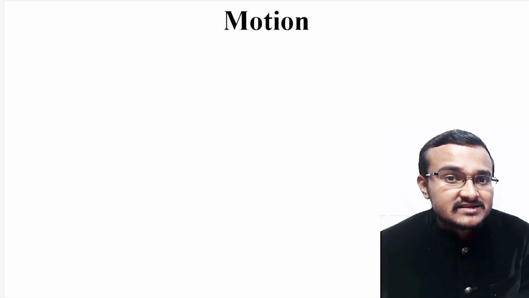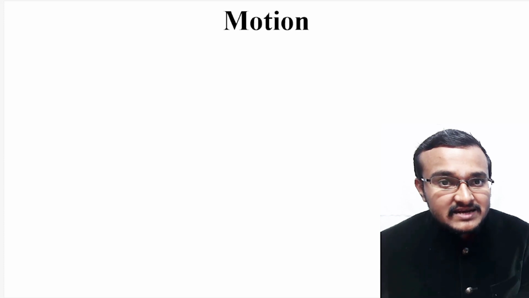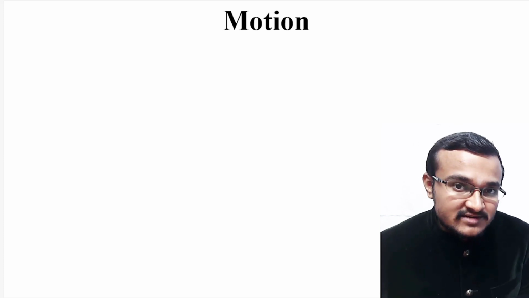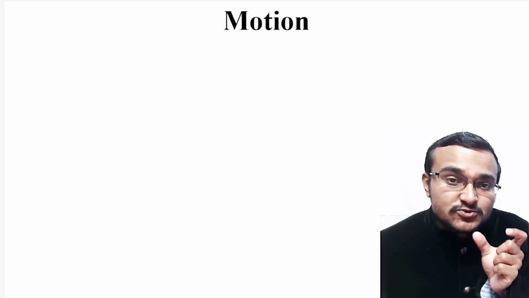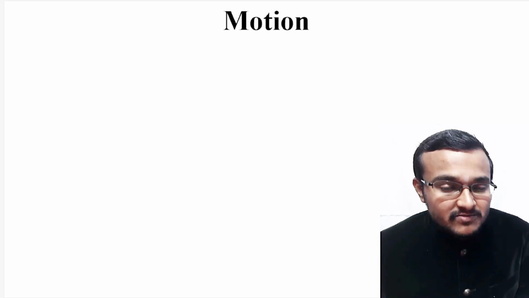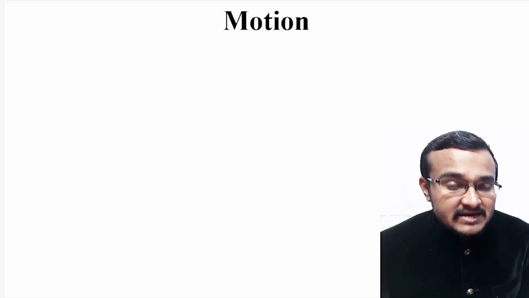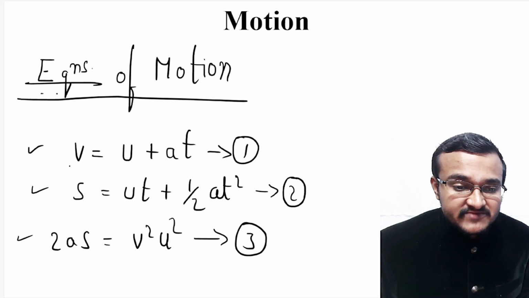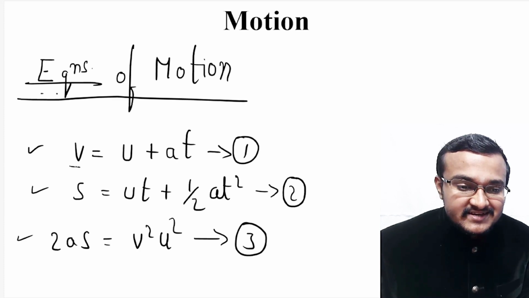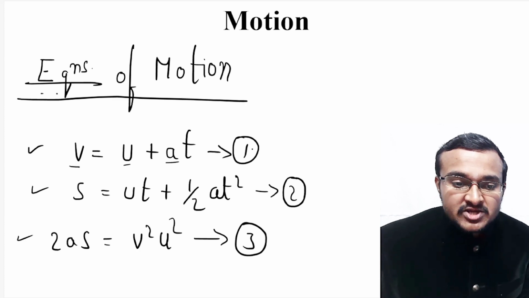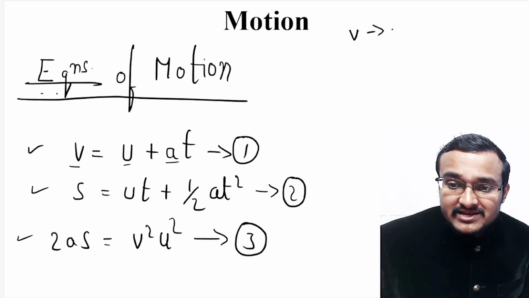So at this level, you can just remember the equations of motion so that, using those equations, you can solve the problems which are given in this chapter. The first equation which we have here is V = U + AT. Here V represents the final velocity.